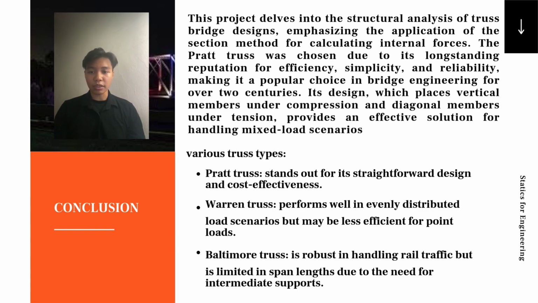The Baltimore truss is built to handle heavy rail traffic, making it robust and durable. However, the design is constrained by the need for intermediate support, limiting its use in longer spans. By examining these truss types, it's clear that each has strengths and limitations depending on span length, loading conditions, and structural needs. This analysis highlights the importance of selecting the right truss design to achieve a balance between stability, cost efficiency, and performance.